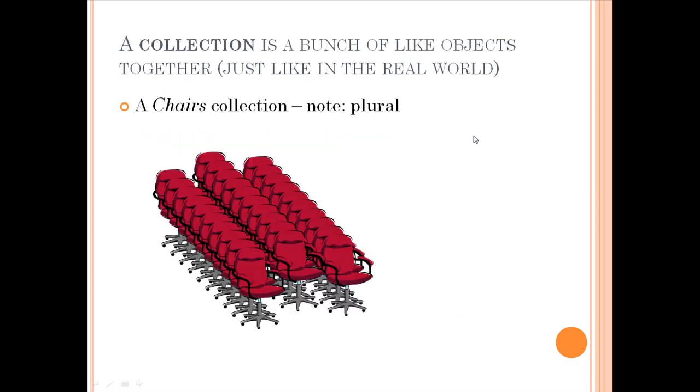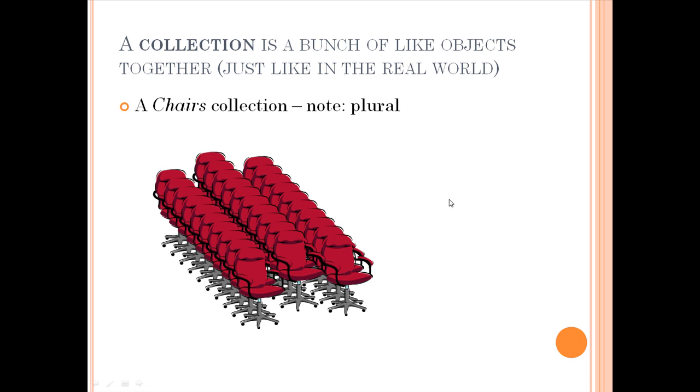Okay? All right, one more term, even though we haven't seen this in our code yet, we are going to very shortly. A collection. A collection is a collection of objects, and this term in programming is very similar to real life. So I might in my program have a chairs collection, and notice that we use plural when describing a collection or naming a collection, referring to a collection. So the chairs collection is really exactly what you think it is in this example.